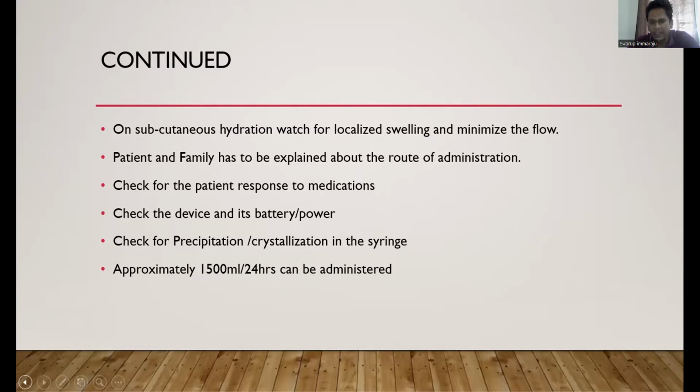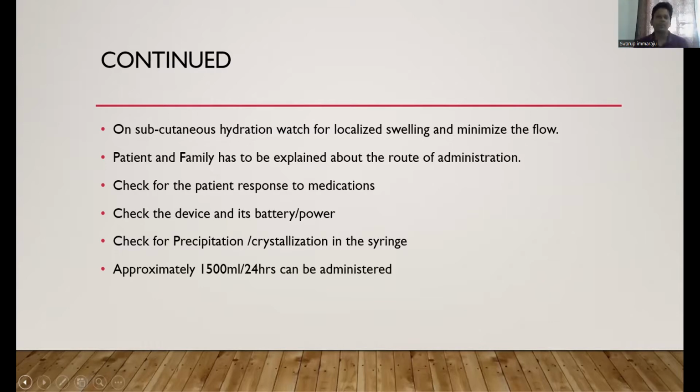Check whether the device is working well or not. Sometimes the batteries might not work well, or may get drained, or the power supply, are we connecting it in a proper way? You have to look into that. Also check for any kind of precipitations or crystallizations in the syringes that you have loaded. When incompatible drugs are mixed together, you can see a lot of precipitation.